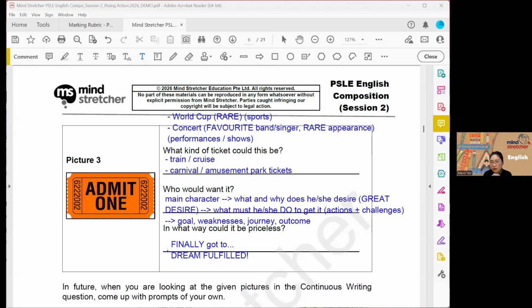Make sure that the main character you are going to develop is someone whom you're very familiar with. In fact, you have been in this person's shoes and you know exactly what it is like to go through what he or she goes through. Okay?